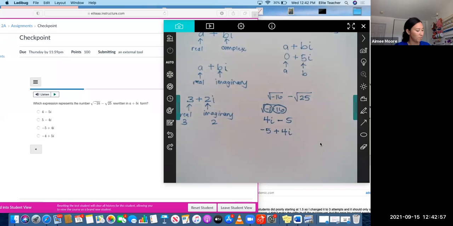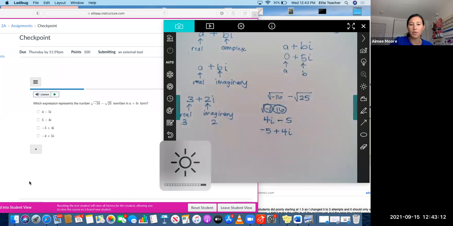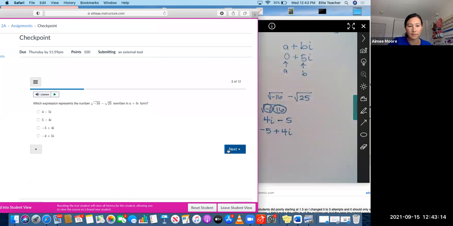Yep, exactly, Caleb. Very good. Any questions on this problem about simplifying our square roots? Okay, we'll keep moving along then.